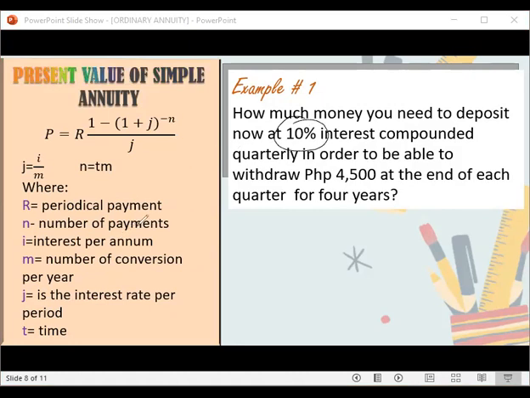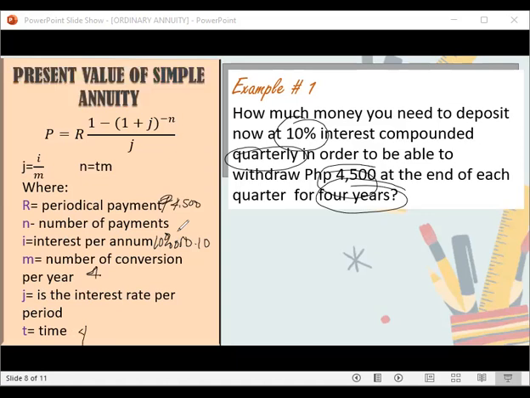So 10%, we all know that it is the interest, or 0.10, 0.1, kung saan po kayo comfortable, yun ang gamitin. Next is compounded quarterly. So, quarterly means 4 times a year. Next is the 4,500 pesos. So, ito yung periodical payment. So, 4,500 and 4 years. So, 4. Yun yung time frame.